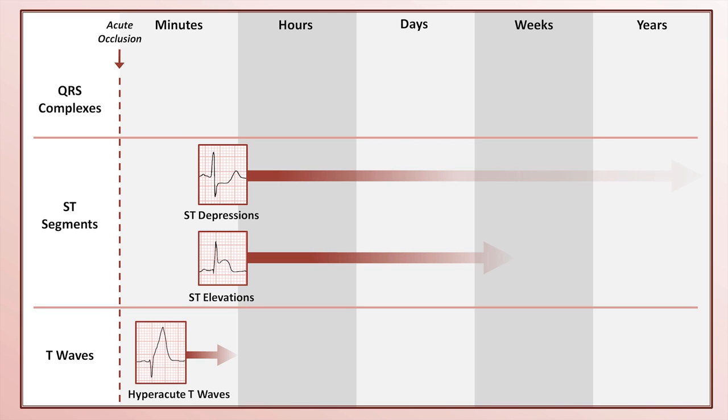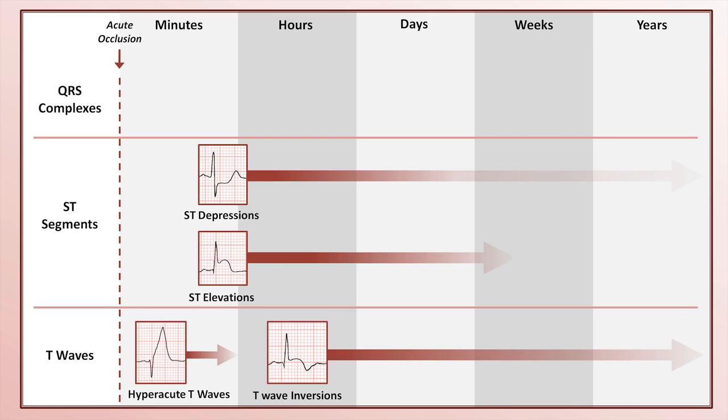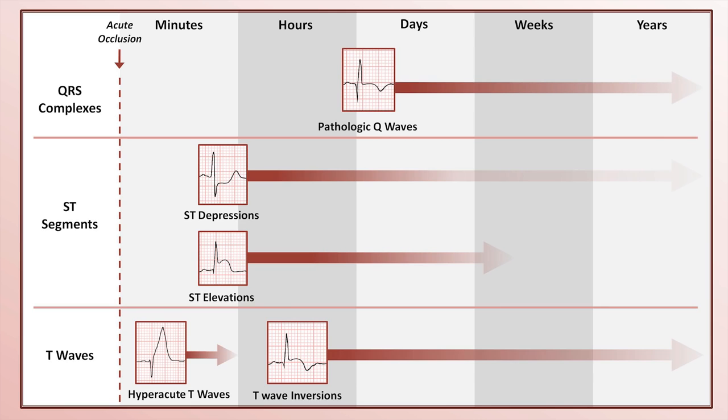Within the first several hours, T waves will become inverted, which also may last indefinitely. The final new change is the development of Q waves, which are typically permanent but may occasionally spontaneously disappear over weeks or even years. These various changes, when combined with patient symptoms and biomarkers, can provide the necessary clues to accurately determine the age of an acute or subacute infarct with a good degree of reliability.